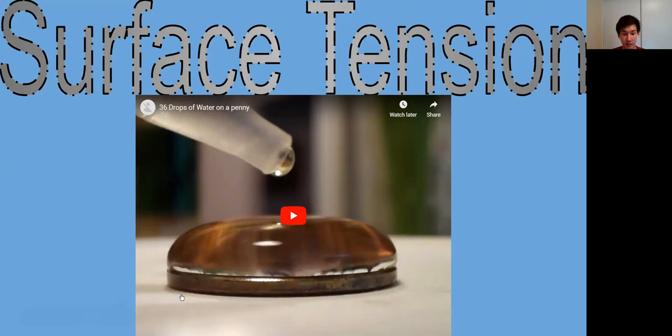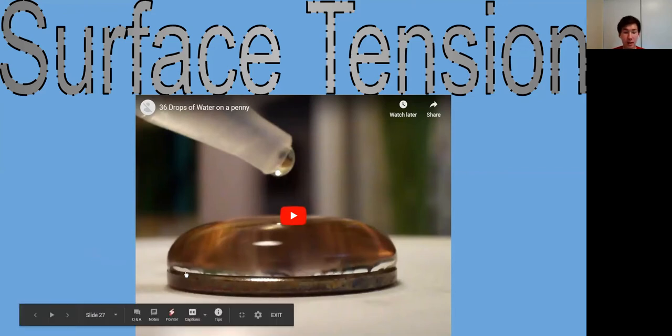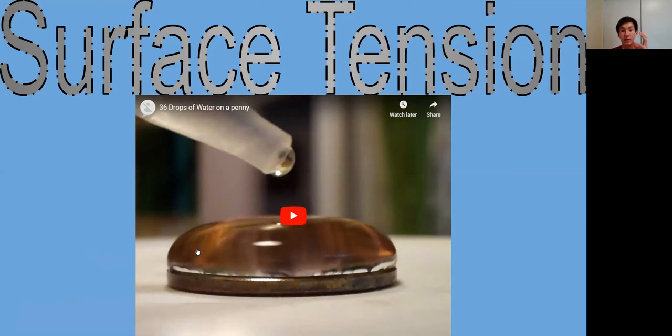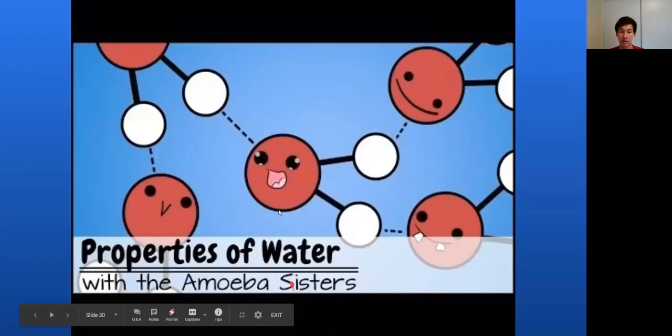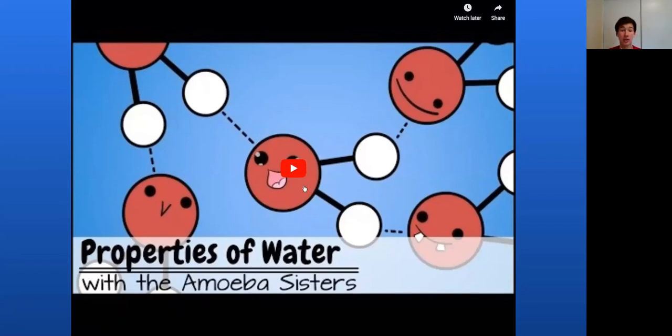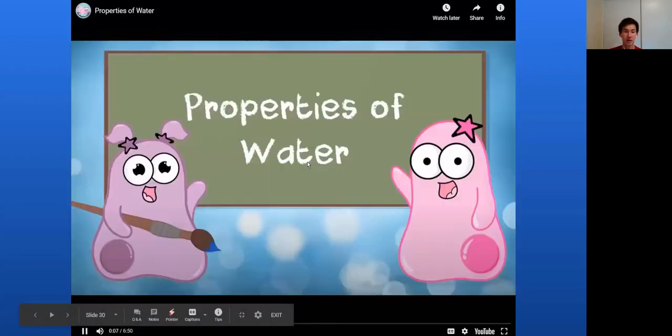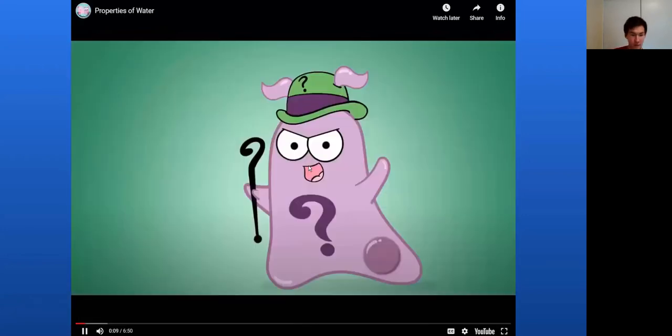And here we see that there's a really big bubble looking thing, right? That's the cohesion. Here it looks like it's attached to the penny almost, and that's really the adhesion. So don't worry about these too much. This video right here does a wonderful job. I used to watch some of these videos when I studied too, because I thought it did a really good job of summarizing and explaining it. And it's a lot of fun too. So I hope you guys enjoy it.